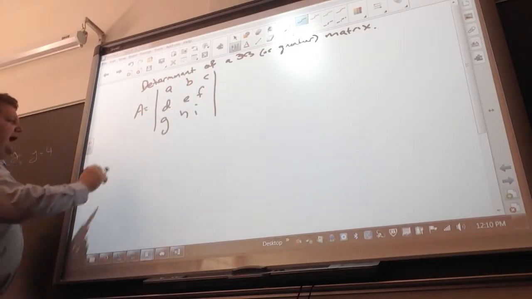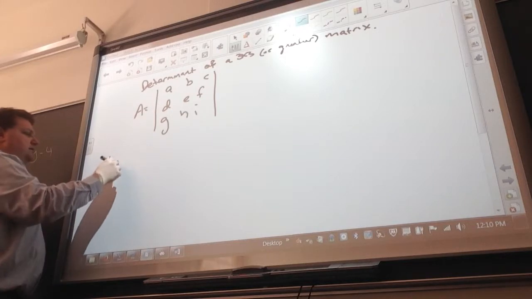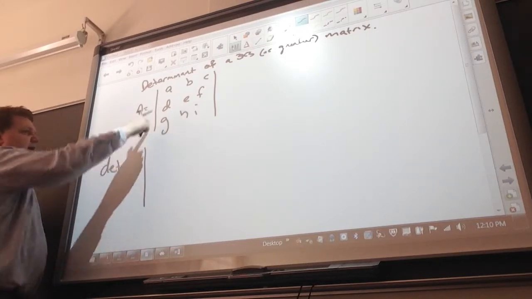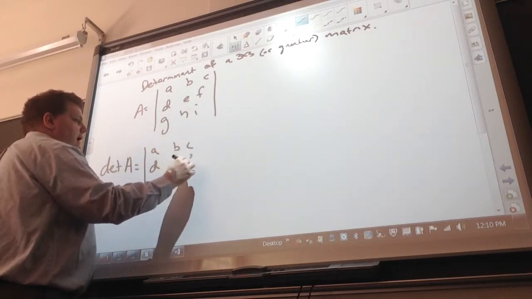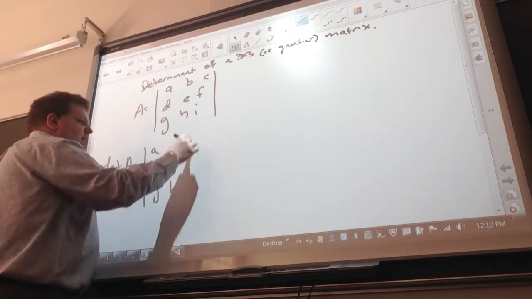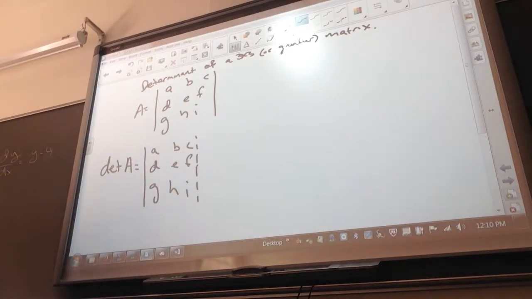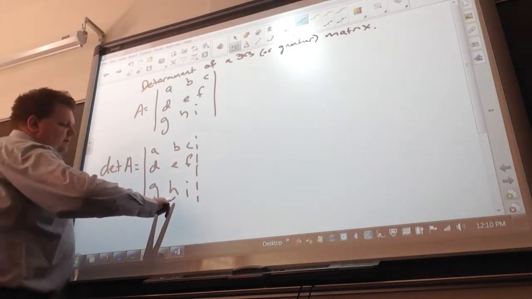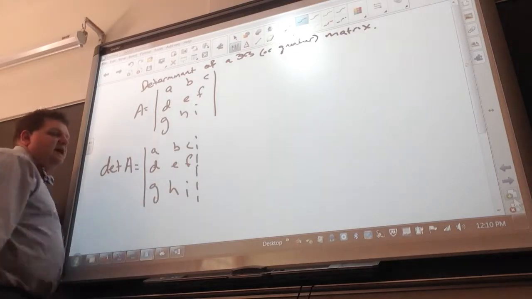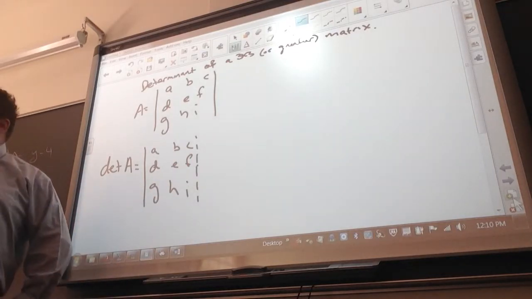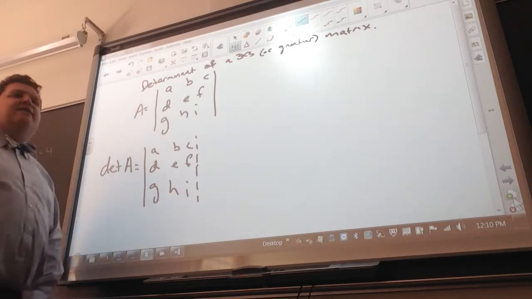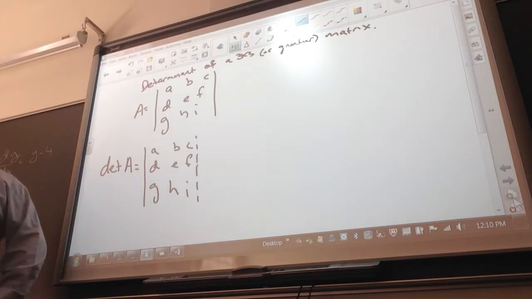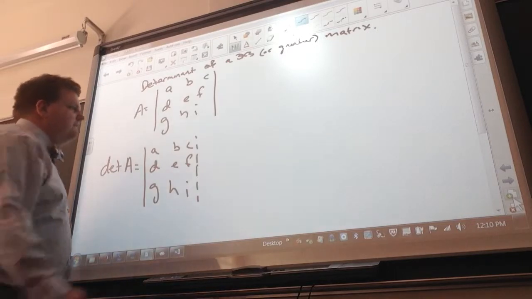So how I would find the determinant of A is I'm going to take the same matrix I had, and I'm going to augment it. What I'm going to augment it with is basically a repeat of the very first 2 columns. If this was a 4 by 4, I'd repeat the very first 3 columns. If this was 5 by 5, I'd repeat the first 4, etc. in the augment. And you're going to see in a second why I do it. It's only to help line things up neatly, to make my life easier with the next step.